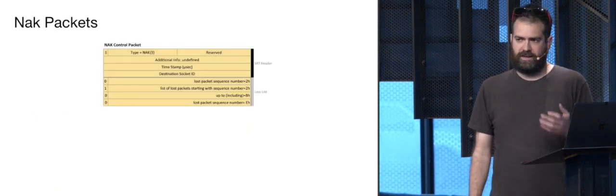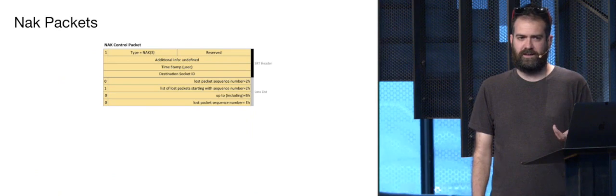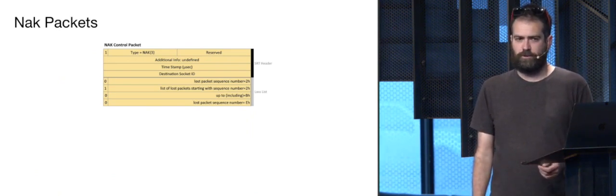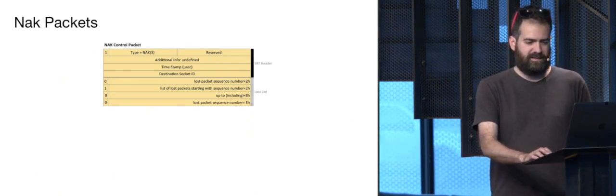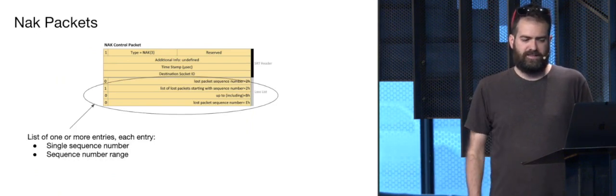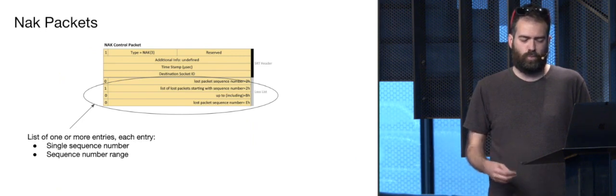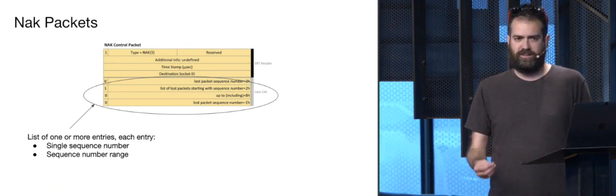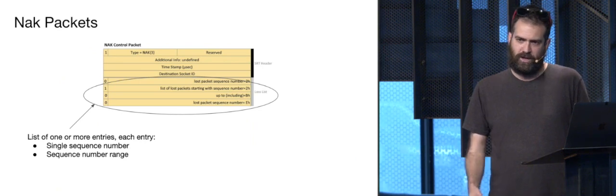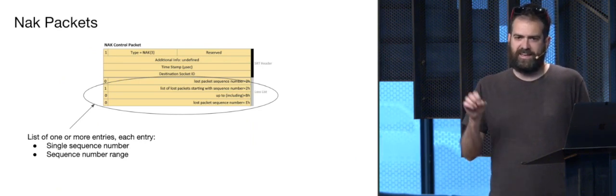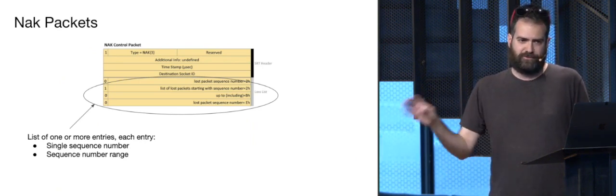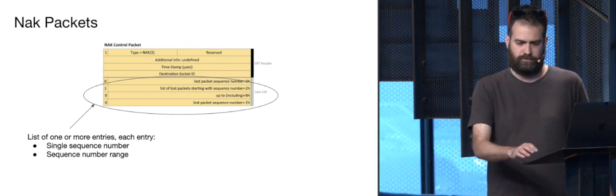So I mentioned these NAK packets before, and this is the representation of the NAK in the protocol overview. And it's a little bit confusing in this format. There's the SRT header. It starts with a 1 because it's a control packet, and then it's got this loss list thing. And what they're trying to say here is each loss list contains 1 or more entries, and each entry is either a single packet or a range. So you can say, I lost packets 5 and 9 and 11 through 15 all in one message.